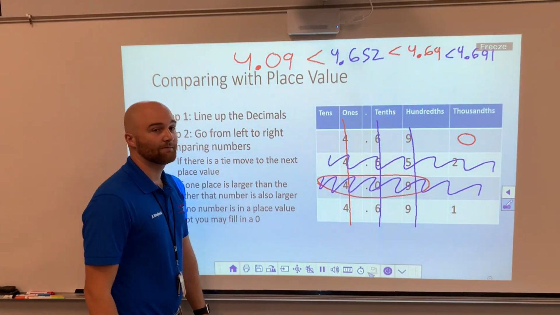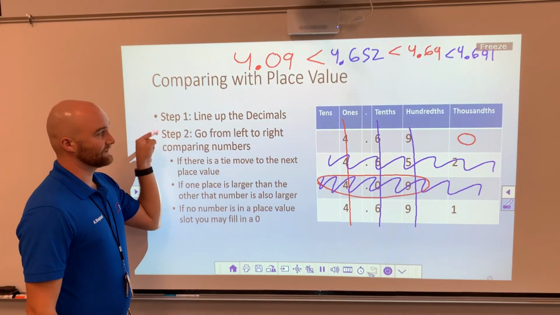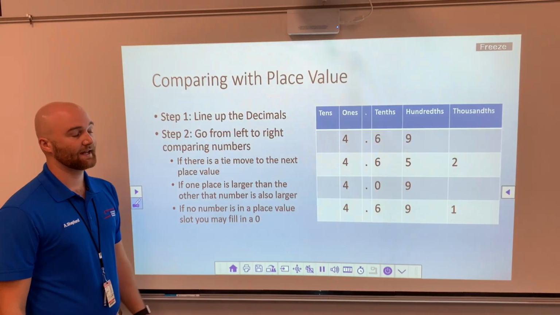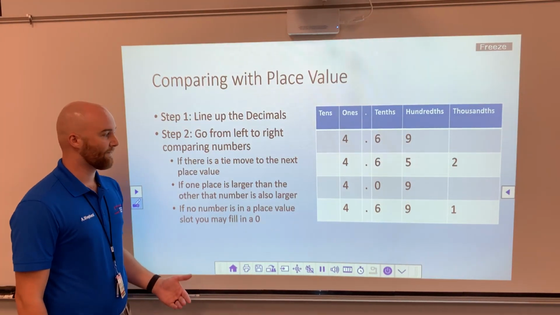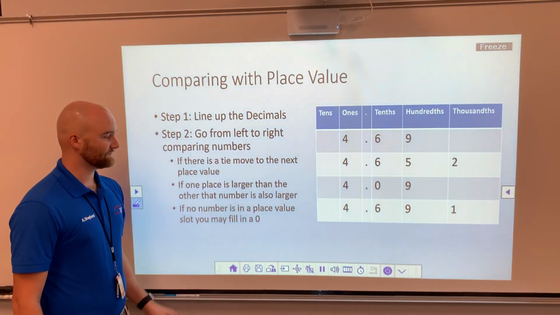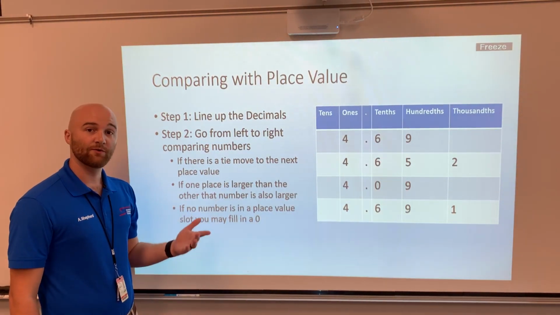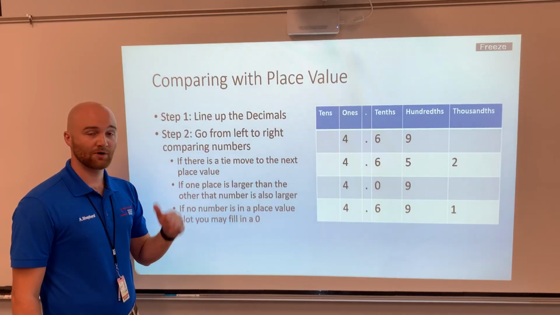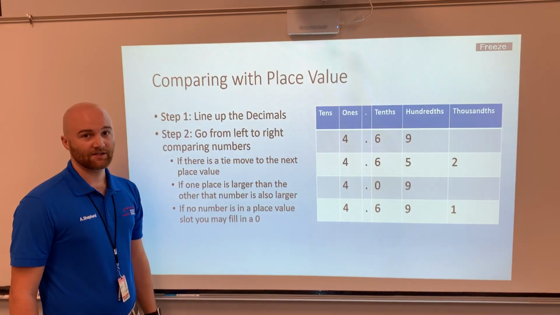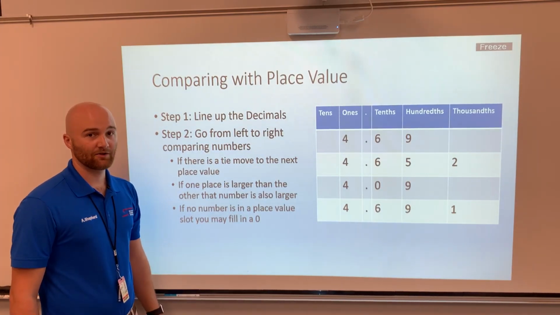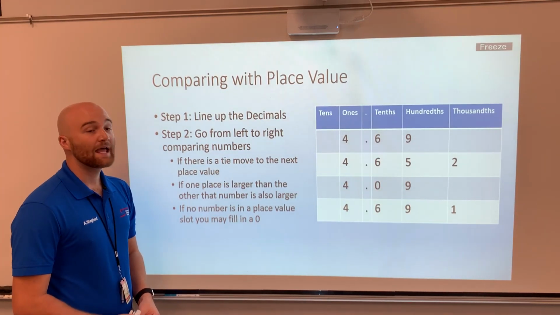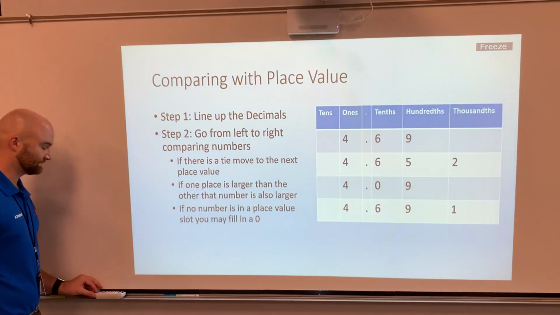We put them in order by following these rules. We lined up the decimals, then we went from left to right, and as we went from left to right, we followed these rules. If they were tied, we crossed it out and moved on to the next place. If one of the places is larger, we know that number is larger. If one of the places is smaller, we know that number is smaller. If no number in a place value is there to be compared, we add in a 0. So that way we can always break a tie.